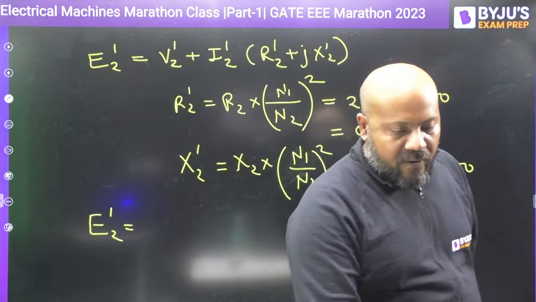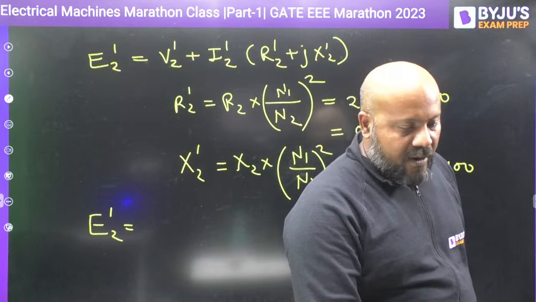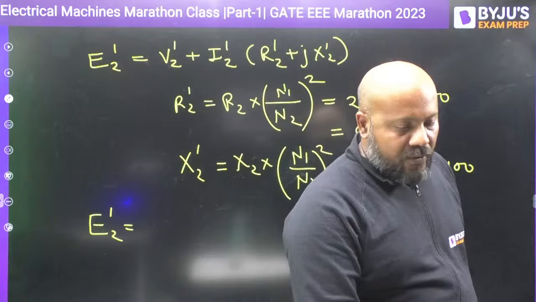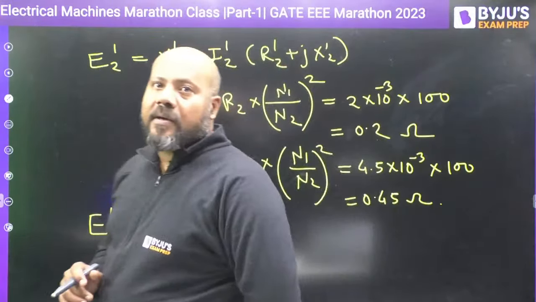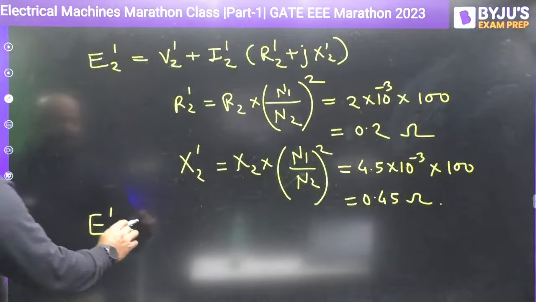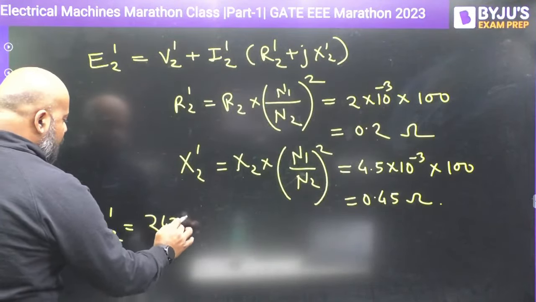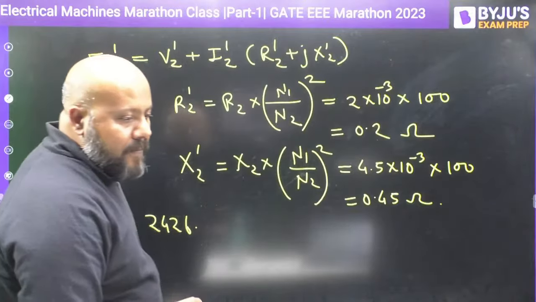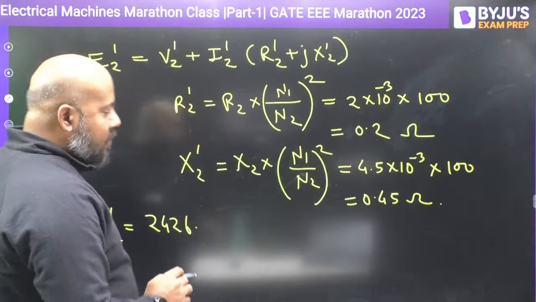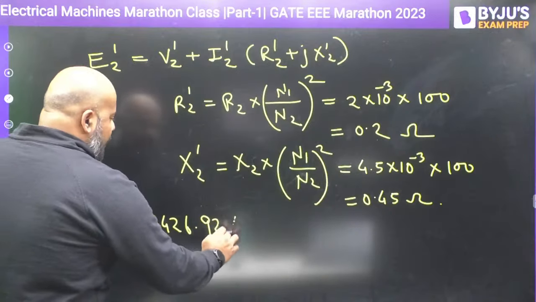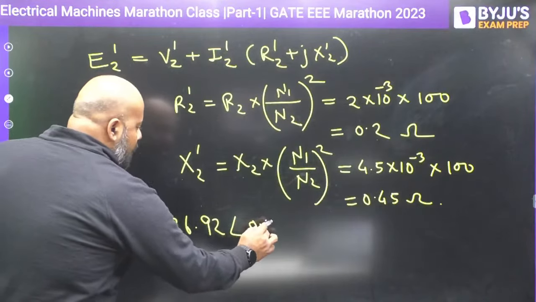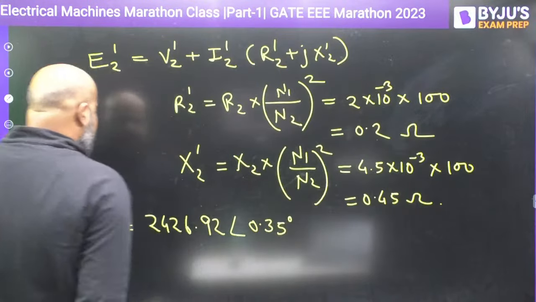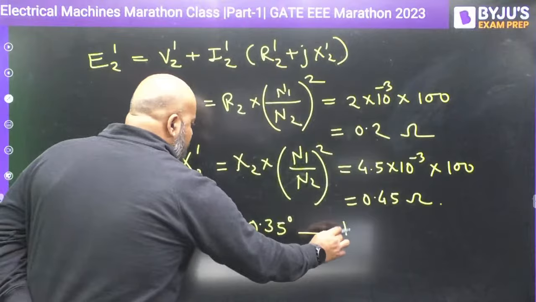I will give you the data from my reference. You must be getting E2 dash as 2426. Okay, 2426. I'm writing here. Please confirm this. 2426.92, and angle you must be getting as 0.35 degrees. Okay, say this is equation number 1.